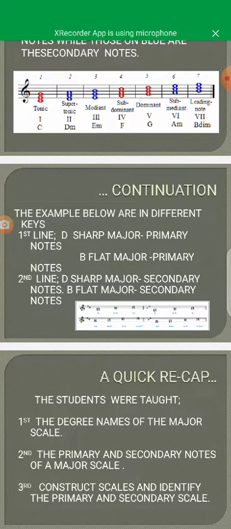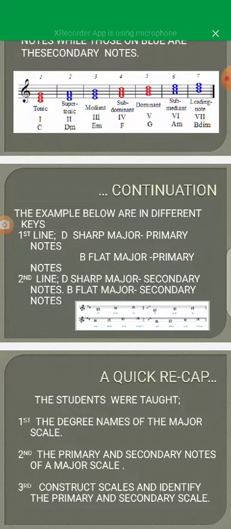Now, this is a continuation of the explanation in the upper slide. The examples below are in different keys. So one thing you're supposed to know is that the key of any music is the tonic. So if they say you should start from F major, you know that you're starting from F and it automatically becomes your tonic. Once you have a first note, it becomes your tonic.